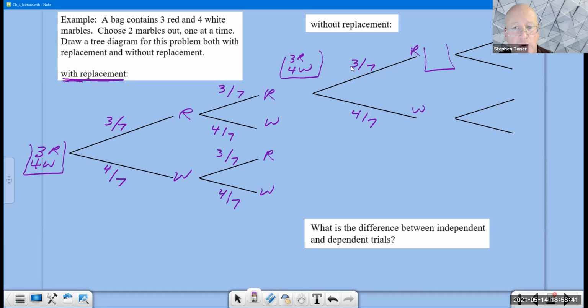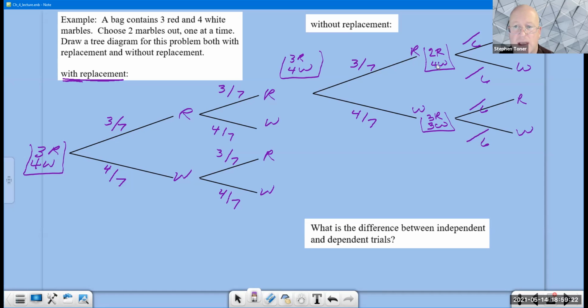If we drew a red the first time, we're down to 2 reds, but we still have all 4 whites in the bag. If we drew a white the first time, we still have all 3 reds, but there are only 3 whites. It's been reduced. So when we go to draw out the rest of our tree diagram, we still will have the options of red or white on the second draw, but now the denominator is going to change to 6 in each case, because there are only 6 marbles left in the bag because we did not replace the marble.